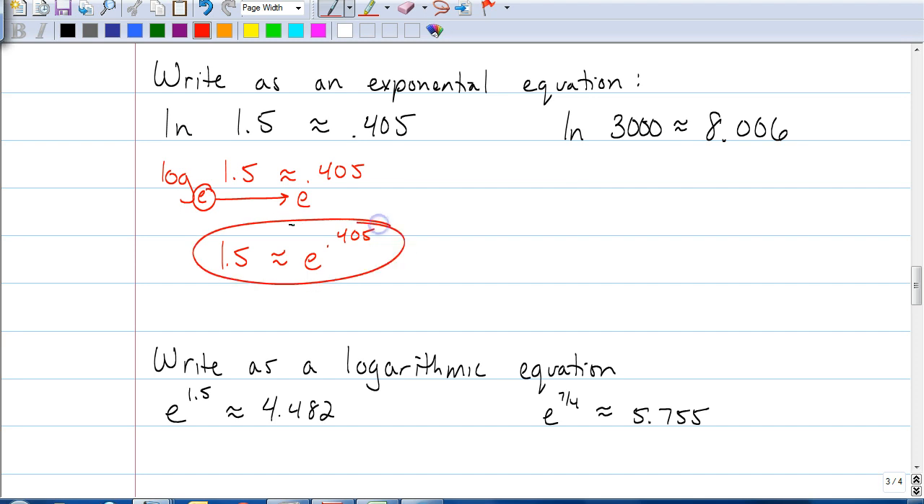So that's your answer. For this one, remember, you don't have to rewrite the log base e. You don't have to write it like that. You can just remember that if you see a natural log, it means that it has a base e. So we can drag that base over. So your answer here would be 3,000 is approximately equal to e to the 8.006 power. There's your answer.